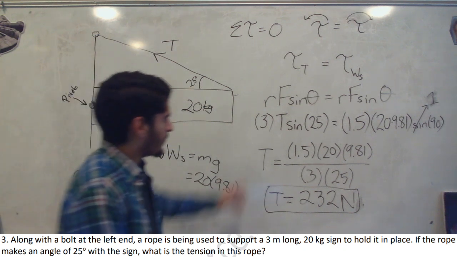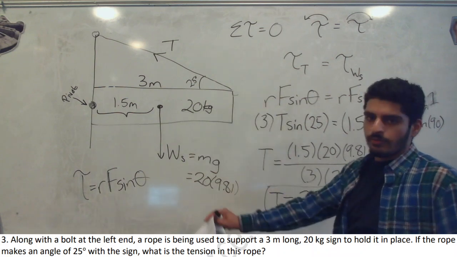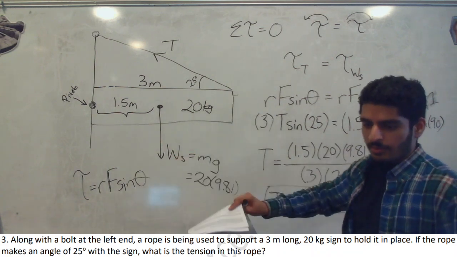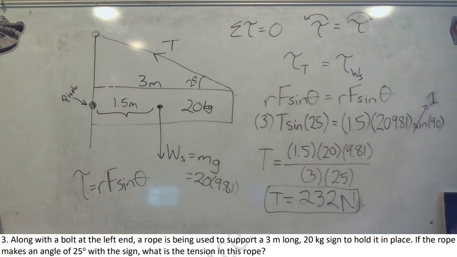When you're looking at the radius, always find the distance from wherever your pivot is to wherever the force is. Whatever that distance is, that's what you always put in there. Cool. And so we are going to go ahead and move on to number 4, which is another rotation problem.